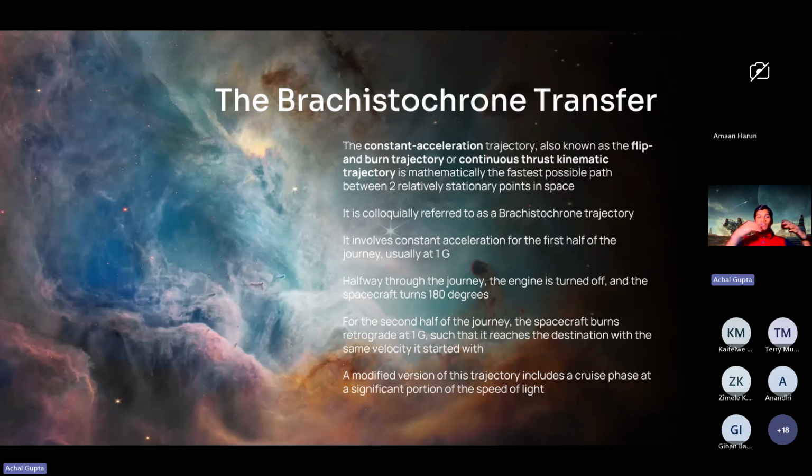Now, you can do that, or you can have a cruise phase where you speed up for, let's say, 25% of your journey. You cruise at a velocity for 50% of your journey, and the last 25% you slow down, right? It's going to be symmetrical regardless, and that's the sort of defining property of this transfer.